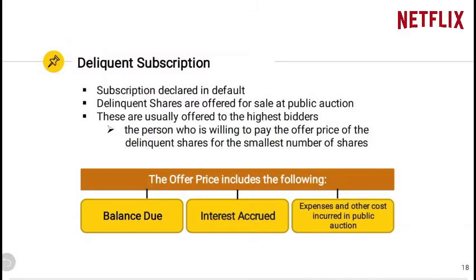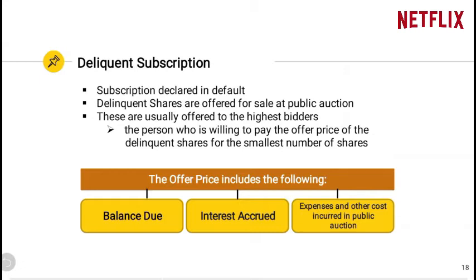Delinquent subscription. So these are subscription declared in fault. Pag sinabing declared in fault, hindi siya nakapagbayad sa due date. Delinquent shares are offered for sale at public auction. So, public auction, yan yung bentahan kung saan nagkakaroon ng mga bids. So, delinquent shares are usually offered to the highest bidders. So, by definition, highest bidder, yun yung person who is willing to pay the offer price of the delinquent shares for the smallest number of shares.